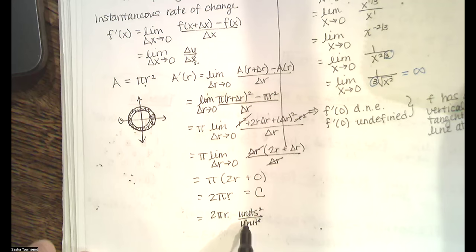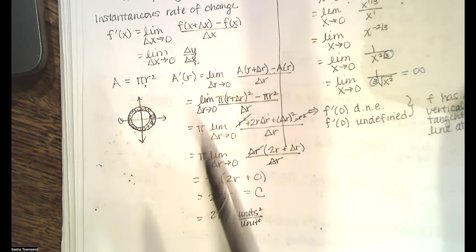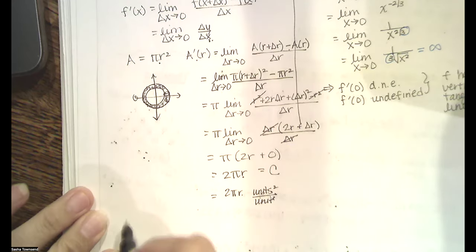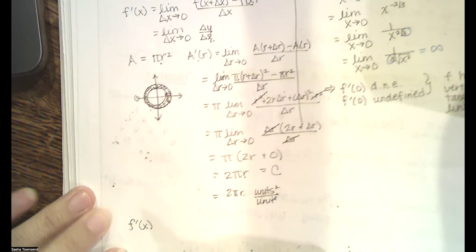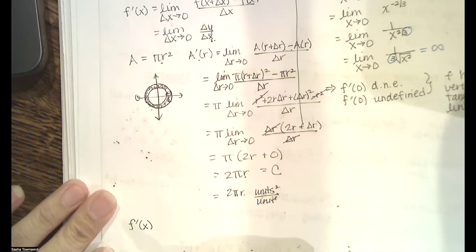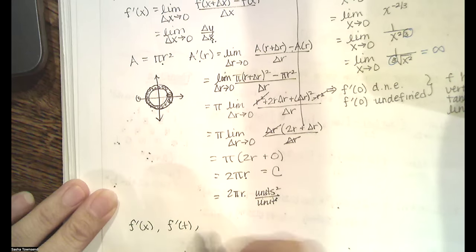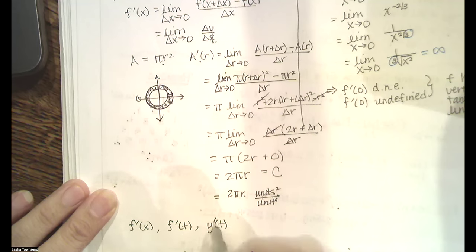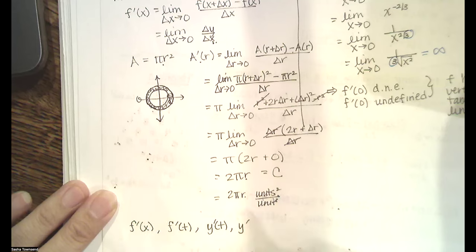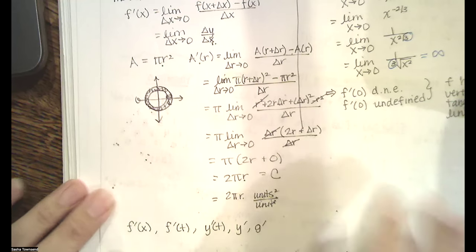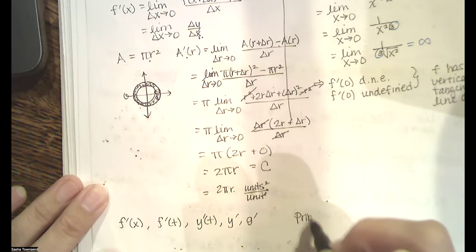Now, to recognize that these are the appropriate units, it's helpful to have an alternate notation for this derivative. So let's talk about the other notation for the derivative. We have lots of different notations. F prime of x is one way to represent the derivative of f of x. Sometimes you'll see f prime of t if the independent variable is t, or if y of t is our function, y prime of t. Sometimes the independent variable is implied, so we'll just write y prime or like g prime or something like that. This is called prime notation.